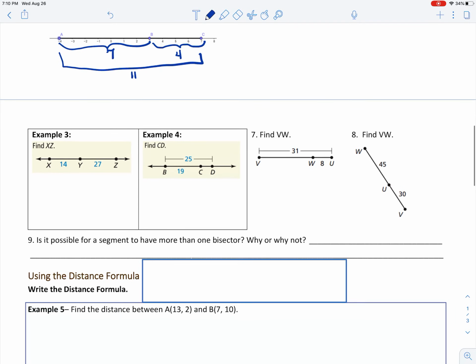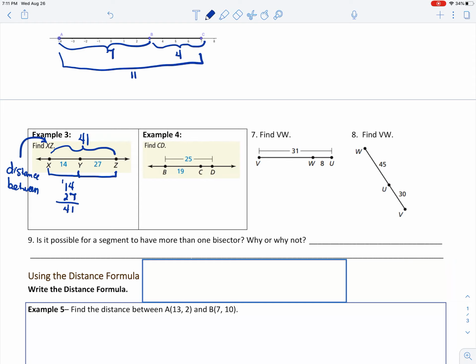All right, so here's our example 3. If I ask you to find the distance between, notice there's no symbols here, it's not a segment or ray or a line, the distance between x and z, and we see that between x and y is 14 and between y and z is 27, what do you think we're going to do here? Well, we want to get this whole distance, so we want to add the 14 and the 27. And we should get the distance between x and z is 41.